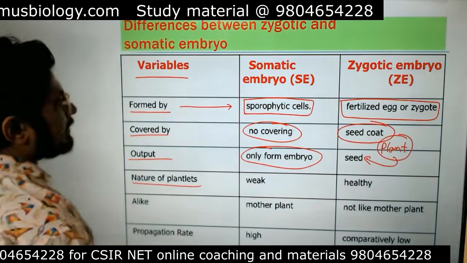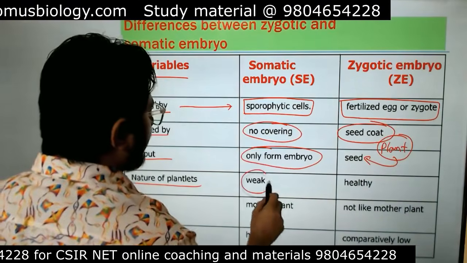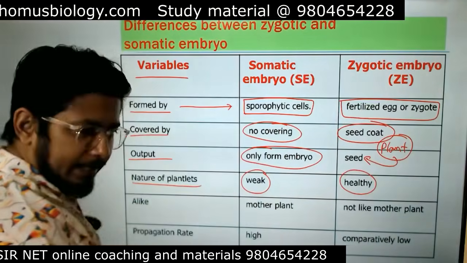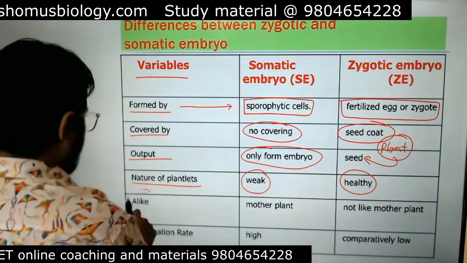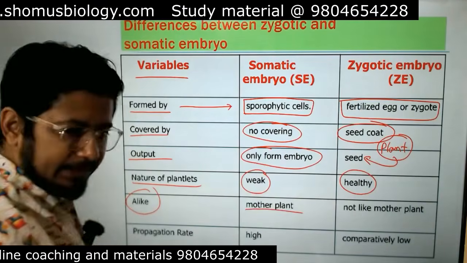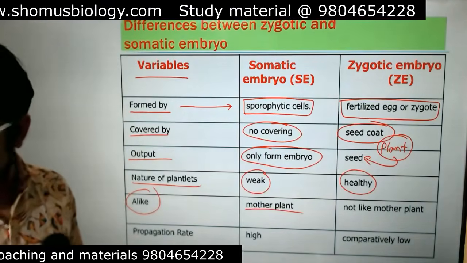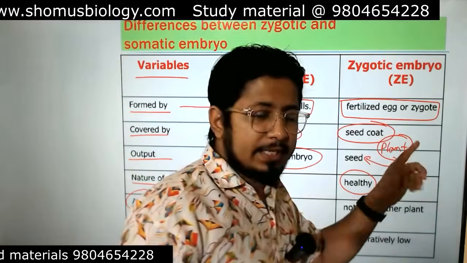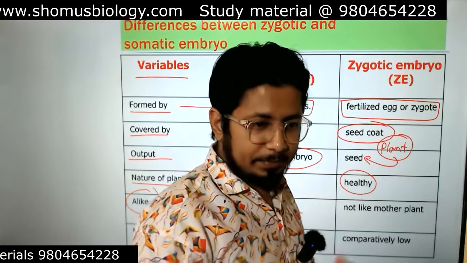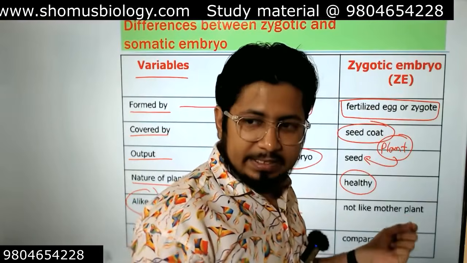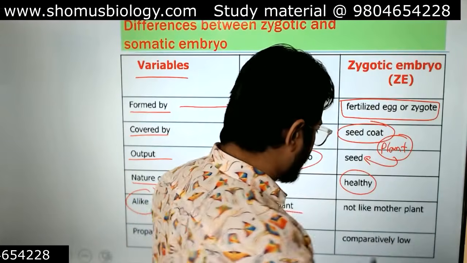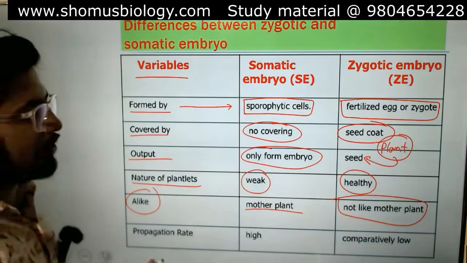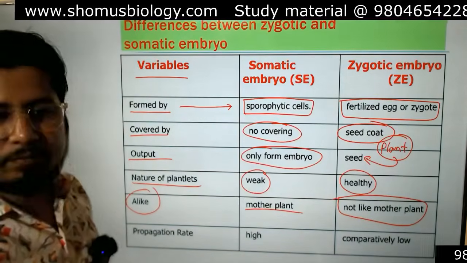Nature of plantlets: the somatic embryo will produce weak plants, while the zygotic embryo will produce healthy plants. The somatic embryos are mother-plant-like in nature because they are produced from a single cell, so they have very high similarity in structure to the mother. The zygotic embryo, being part of the sexual reproductive process, has a high chance of variability. So the new embryo-produced plants are not like the mother plant. They are different, and more variety is possible.